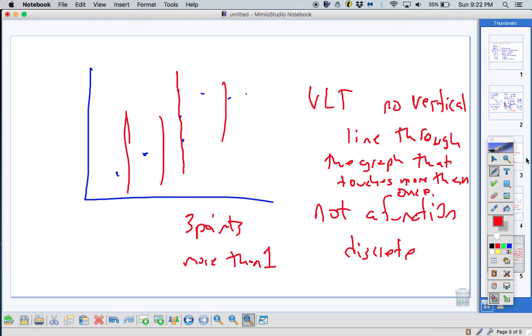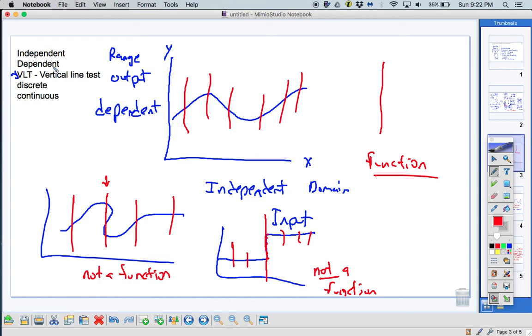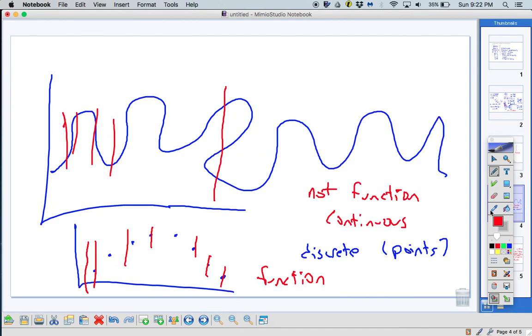So going back to our original one, our new vocab was independent, dependent. Remember, that's a new name for x and y. The vertical line test is what we were just doing to determine if it was a function or not a function. And then discrete or continuous are 2 different types of graphs we've looked at. Continuous meaning that you never lift your pen off, and discrete, of course, means that you lift your pen off and it is a bunch of points. If you have any questions, please make sure you ask.